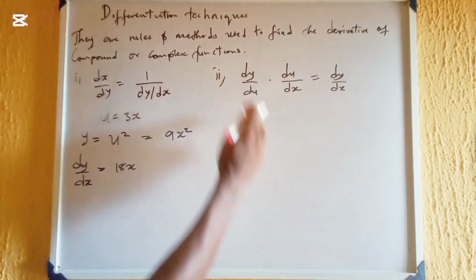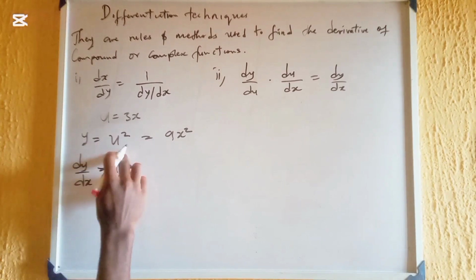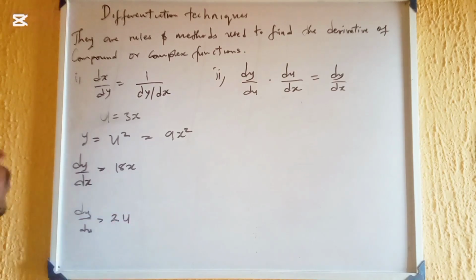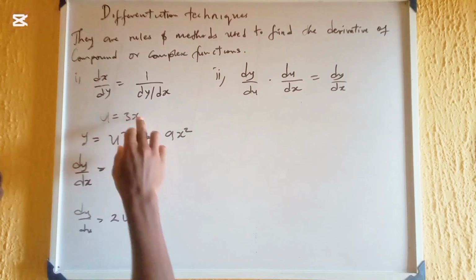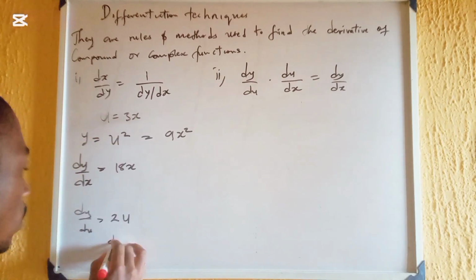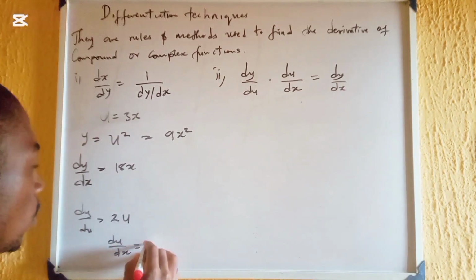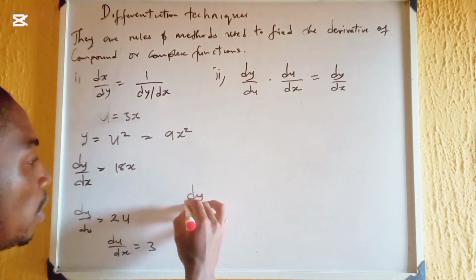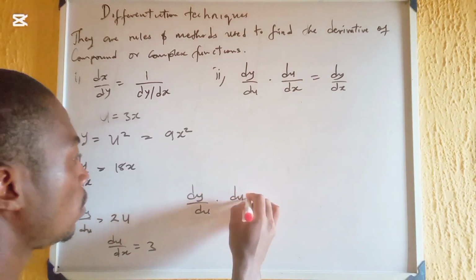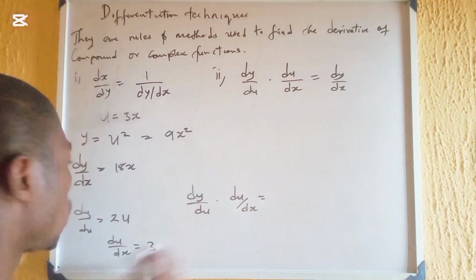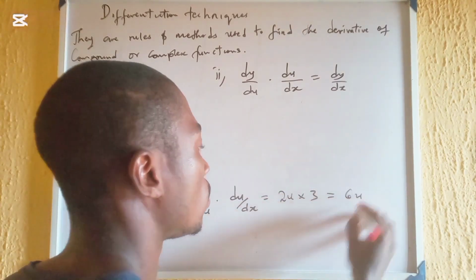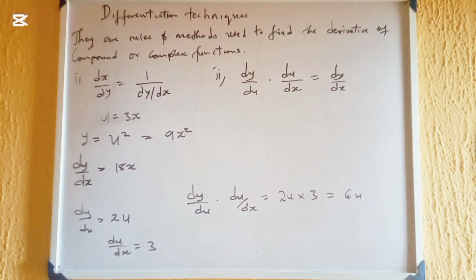So we're having dy/du. y is equal to u squared. So dy/du will be 2u. Now the next thing we are looking for is du/dx. Here u is equal to 3x. So du/dx is equal to 3. We said multiply this with this. So you'll be having that dy/du times du/dx is the same thing as 2u times 3, and that gives us 6u. We'll come back to our equation.